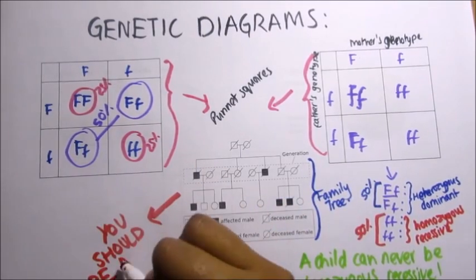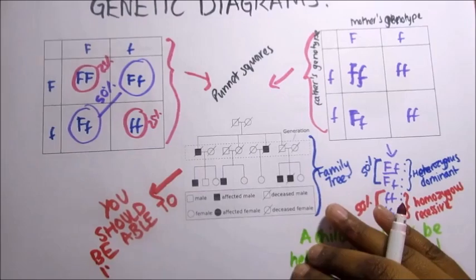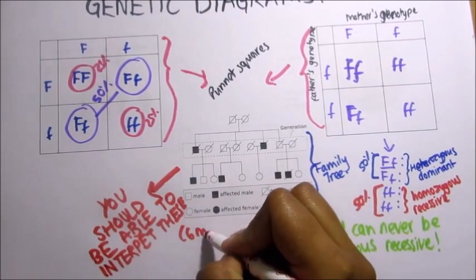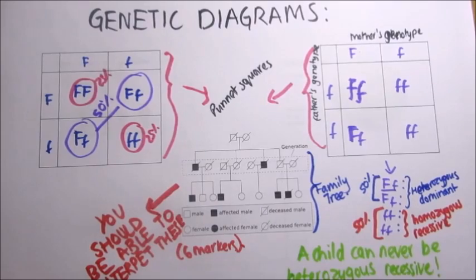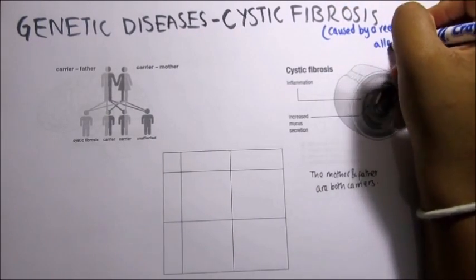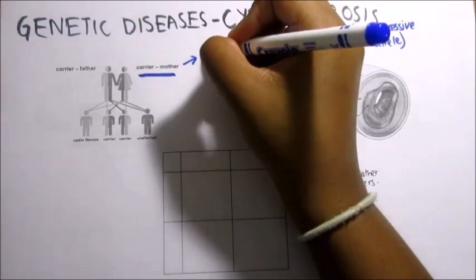And the family tree, you should be able to interpret these in the exam. And you can get 6 markers on them. The first genetic disease you need to know about is cystic fibrosis. This is caused by a recessive allele.